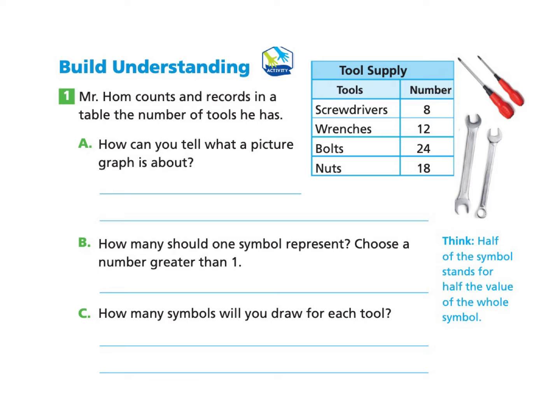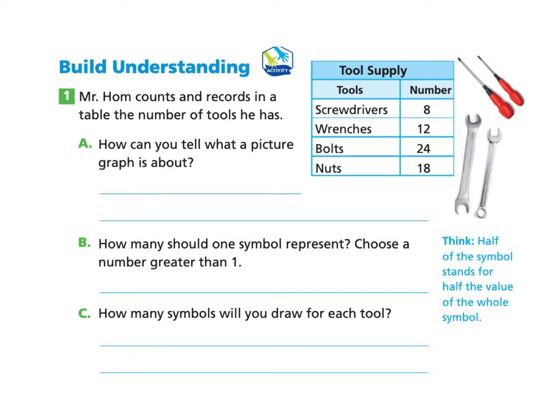We will begin under Build Understanding. Part 1. Mr. Home counts and records in a table the number of tools he has. So we'll look over at the graph and we see that the title says Tool Supply. It has a list of 4 tools and the number of tools next to each tool that Mr. Home has.